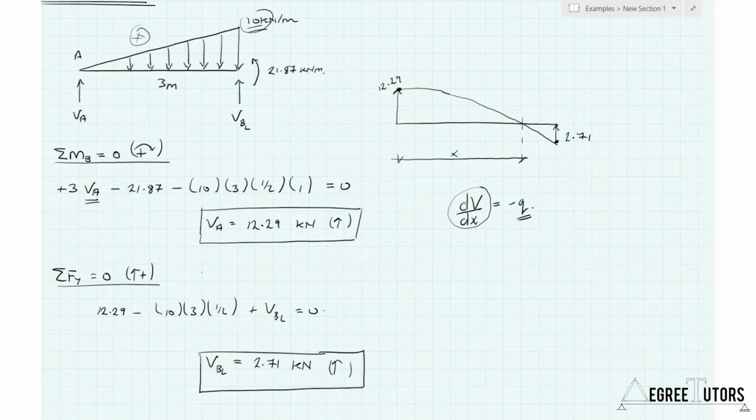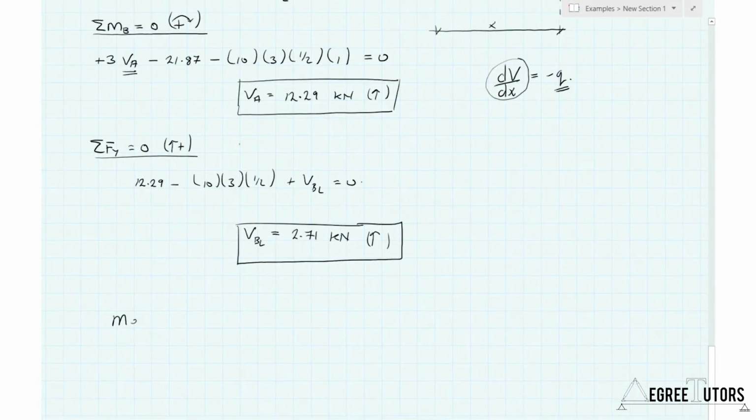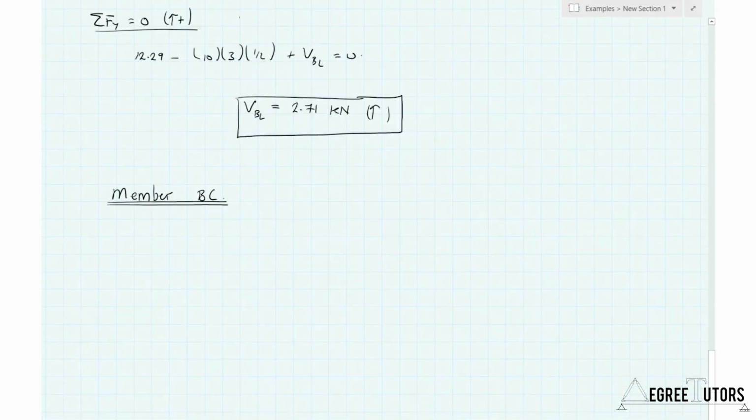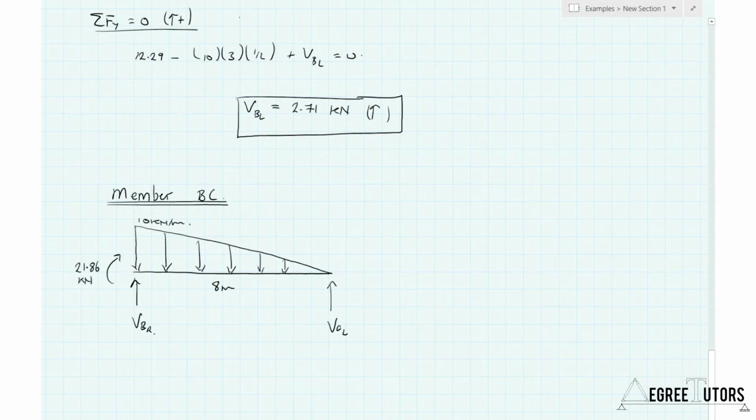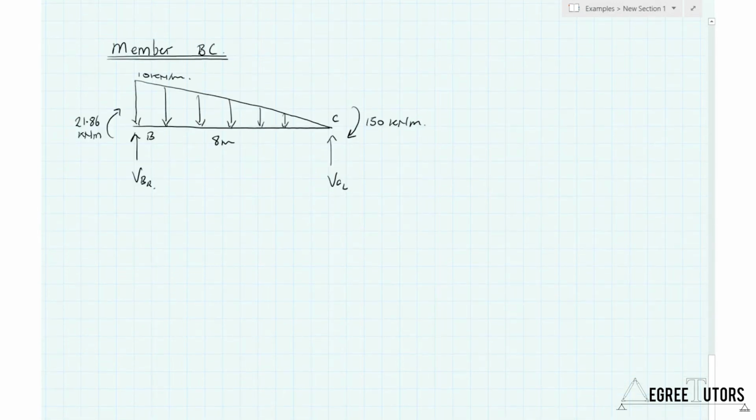Moving on, let's think about member BC. Sketching it out again. Okay, so following the exact same procedure as before. Now just remember, we have cut the structure at B and we've also cut it at C. And in making those cuts, we revealed the bending moment from B to C, but we also revealed the bending moment back from C to B, which is this 150. So don't forget about that 150 as well.